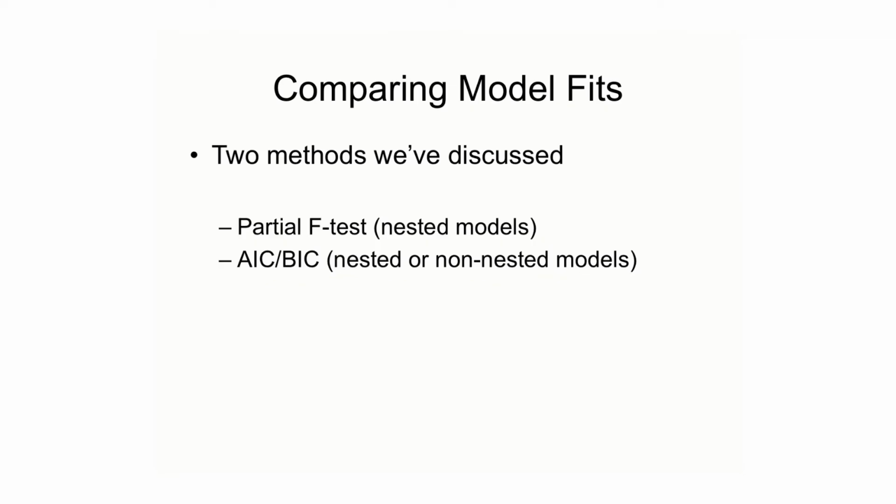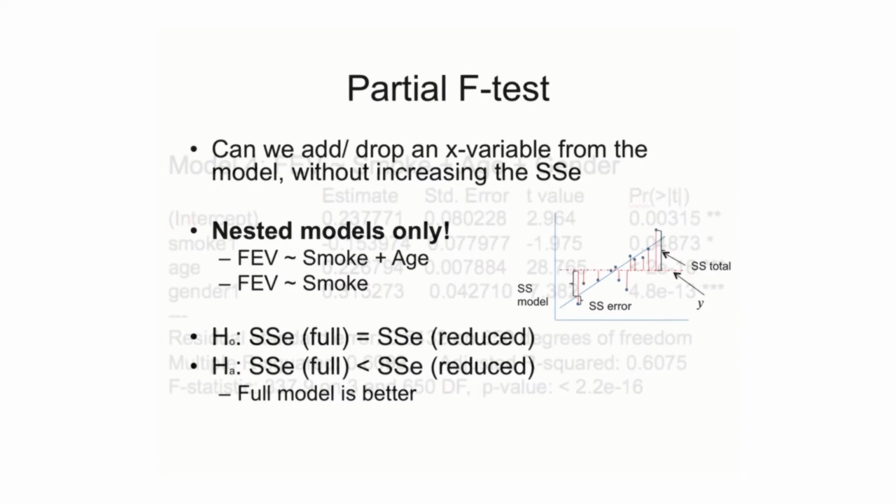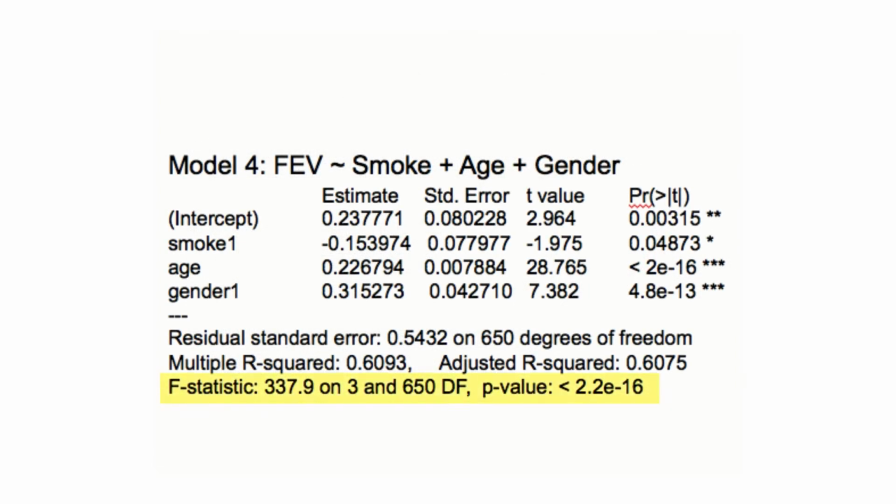As I mentioned, you should also compare the model fits with a partial F-test or AIC/BIC to see which is better. The partial F-test tells us if we can add or drop an x variable from the model without increasing the sum of squared error. So this is different from the F-statistic that is included in our output when we run a regression model.